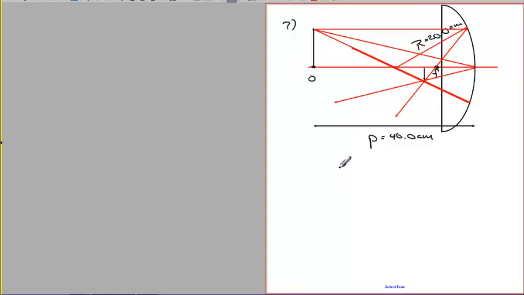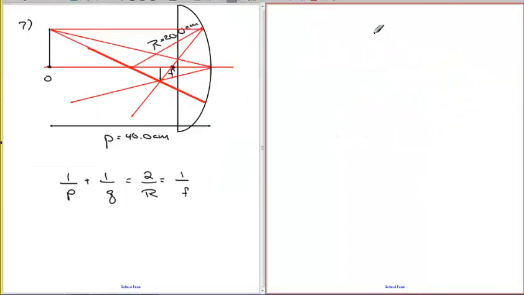So we could use this equation, which is really just the same for mirrors and lenses as long as you keep the sign conventions correct. So you could do that, or you can do 1 over the focal length. Focal length is R divided by 2. So what do we know? We know that P is 40 centimeters, and it's positive because it's on this side of the mirror, same side as the focal point. Okay, and the radius is 20 centimeters.